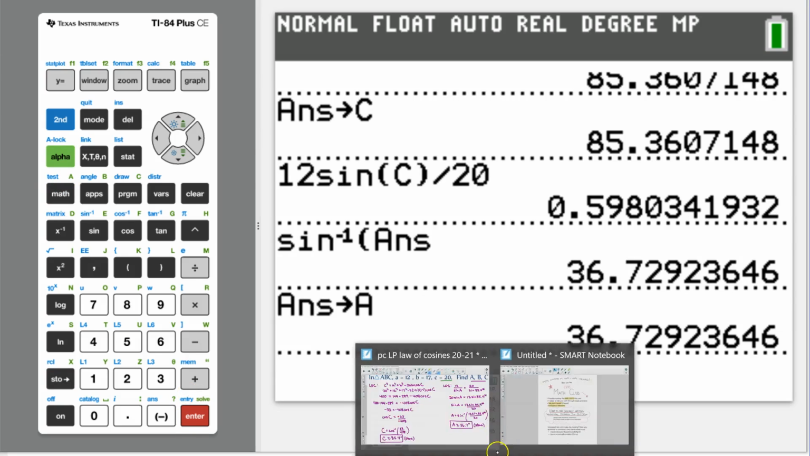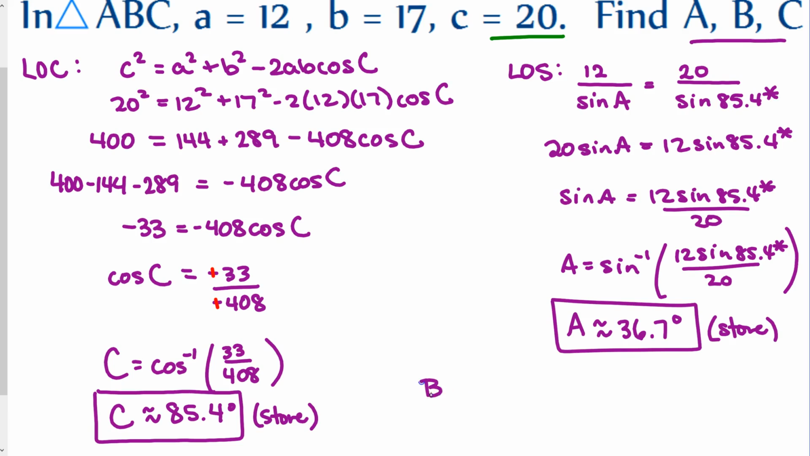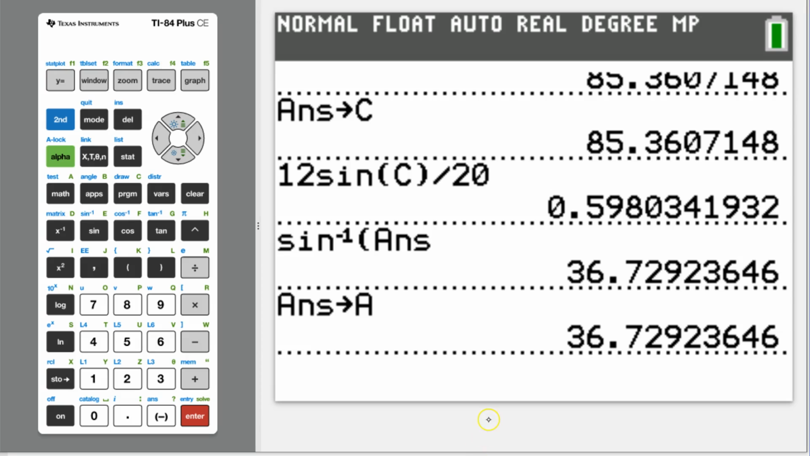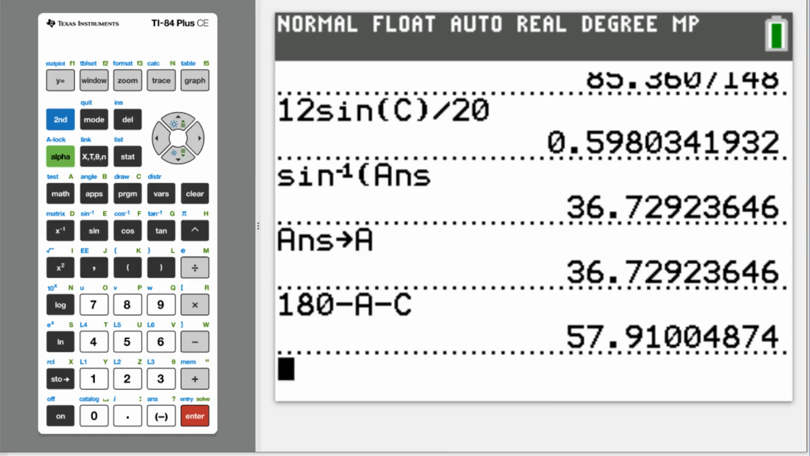And next, the last thing we have to do is find the measure of angle B. So that's going to be 180 minus our stored angle A, don't use the approximate one, minus our stored angle C, don't use the approximate one. Sometimes what we'll find is all of these approximate answers will add to something like 180.1 or 179.9 because we approximated them all, whereas in theory they should all add to 180, but don't let that throw you off. So we have 180 minus our stored angle A minus our stored angle C, 57.9.